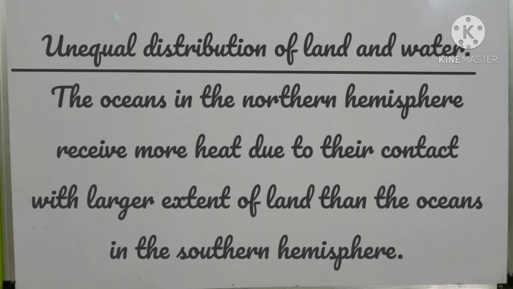The next responsible factor is the unequal distribution of land and water. As we know, the oceans in the northern hemisphere receive more heat due to their contact with a larger extent of land than their counterparts in the southern hemisphere. As you can see in this globe picture, the northern part has more land area as compared to the southern part. So the unequal distribution of land also affects the temperature of water.